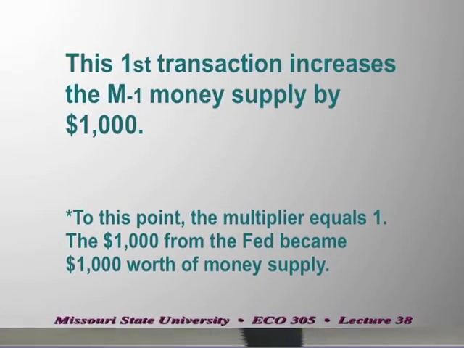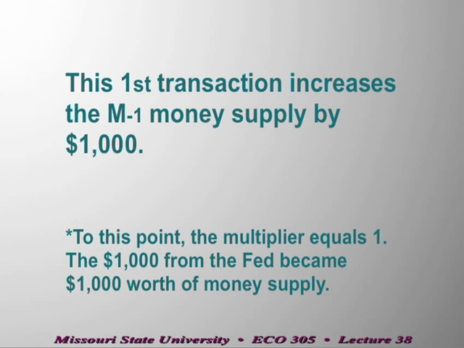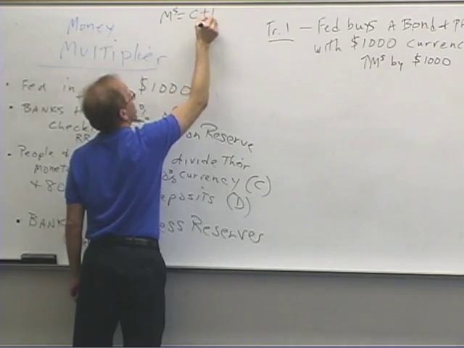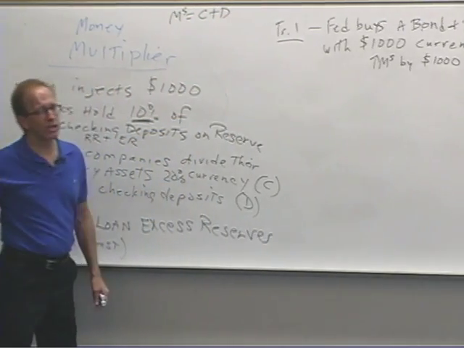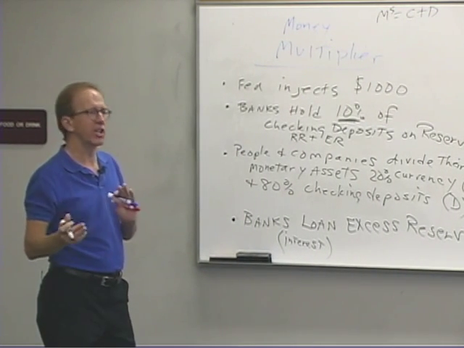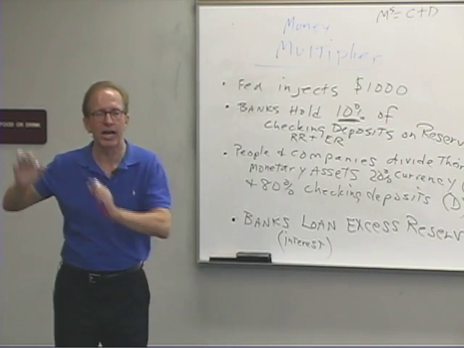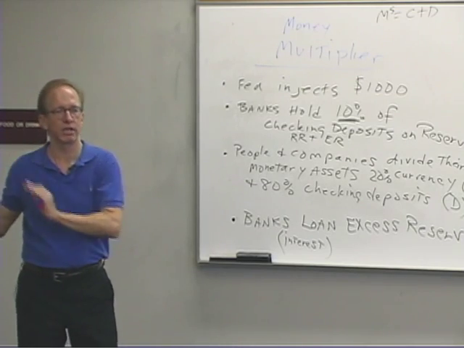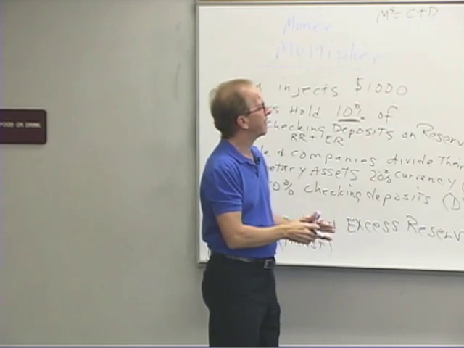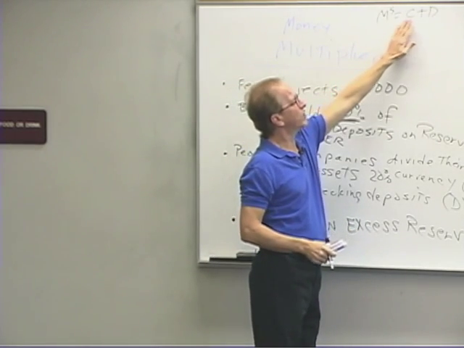This transaction increases the money supply by how much? $1,000. You remember what the money supply is. Money supply is equal to currency plus checking deposits. I also said traveler's checks, but the amount in traveler's checks is tiny, $6, $7, $8 billion out of a money supply exceeding $1 trillion. So we're just going to leave out the traveler's checks for now. Okay? So anyway, currency and checking deposits.